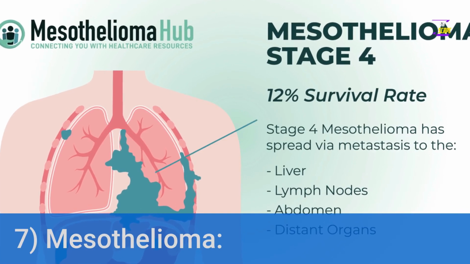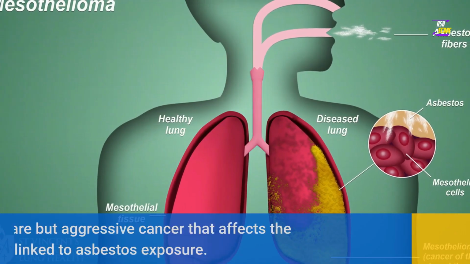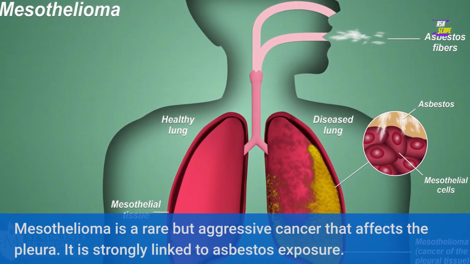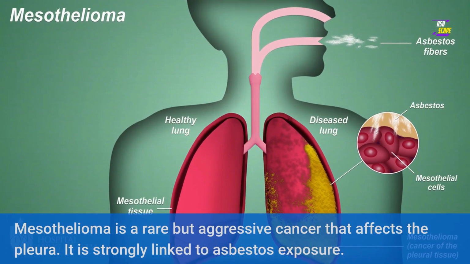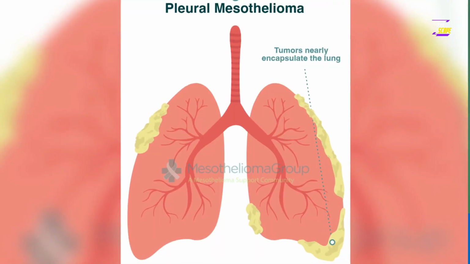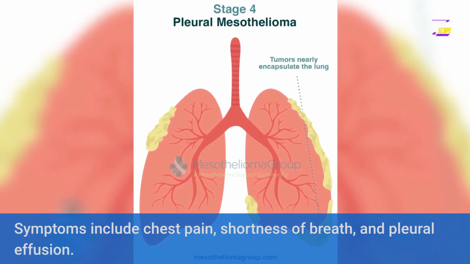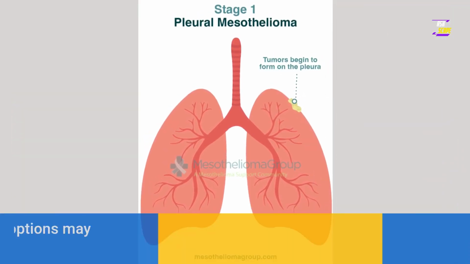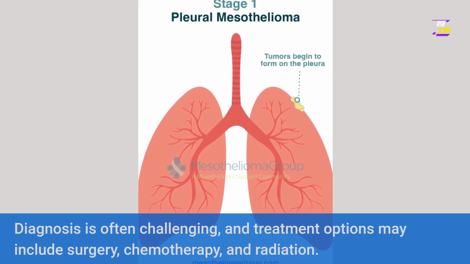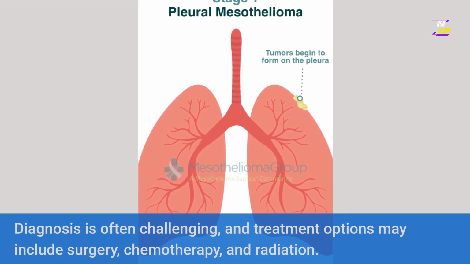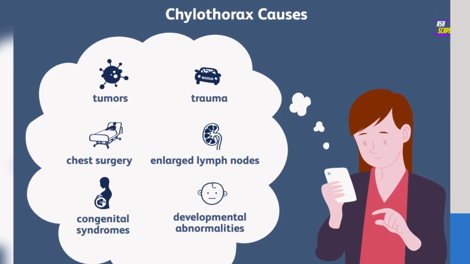7. Mesothelioma. Mesothelioma is a rare but aggressive cancer that affects the pleura. It is strongly linked to asbestos exposure. Symptoms include chest pain, shortness of breath, and pleural effusion. Diagnosis is often challenging, and treatment options may include surgery, chemotherapy, and radiation.